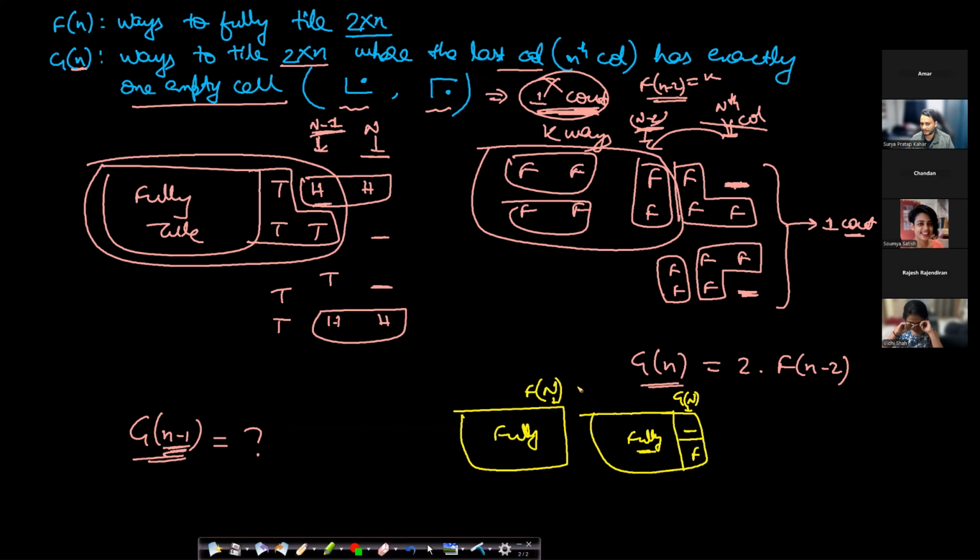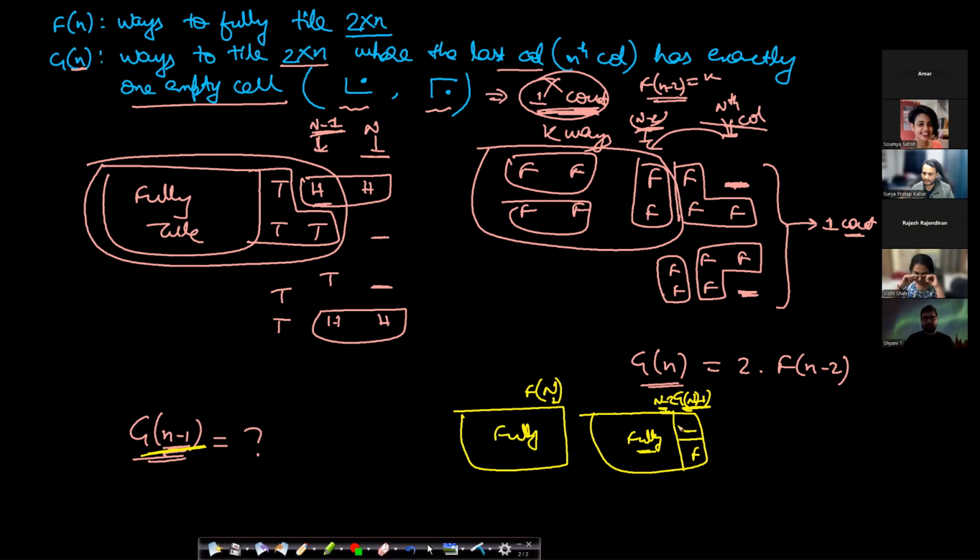Got it. And if we say G of n minus 1, that means G of n minus 1 should have one empty cell. When I say G of n minus 1, you just replace it with n minus 1. So up to n minus 2, everything should be full, and n minus 1 should have one empty cell, whether it is on top or bottom.